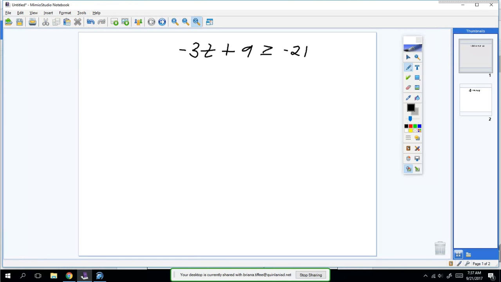So today we're going to be solving two-step inequalities. All right, we've done these before, and if you still haven't turned in the 8.4 independent practice, this video will help you solve them. So solving two-step inequalities is the same idea as solving two-step equations.